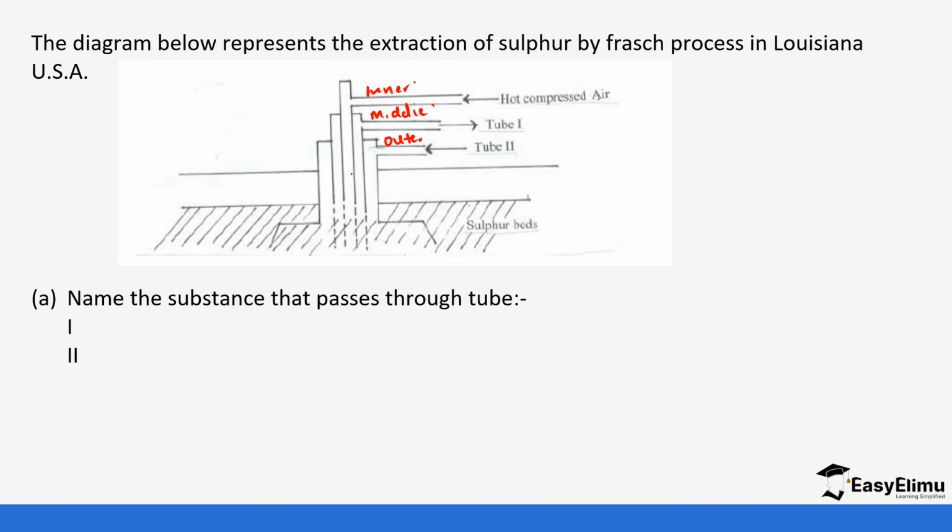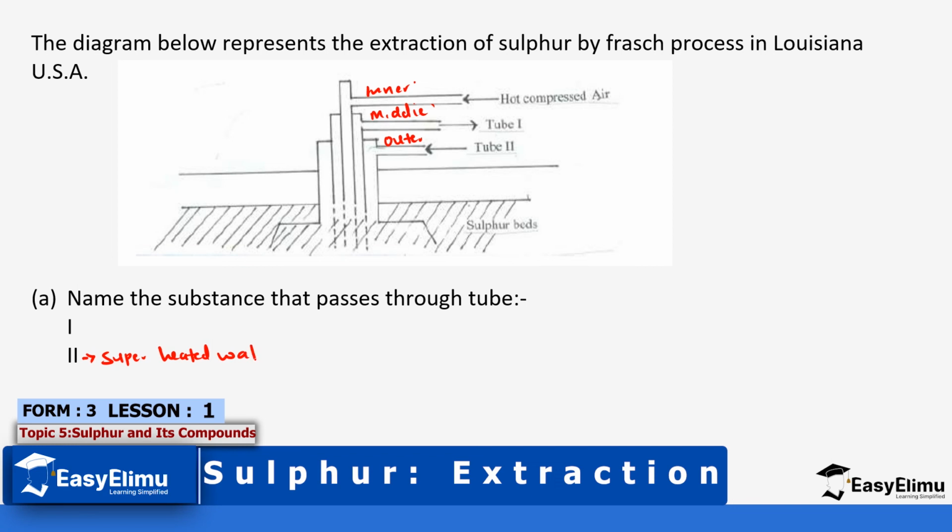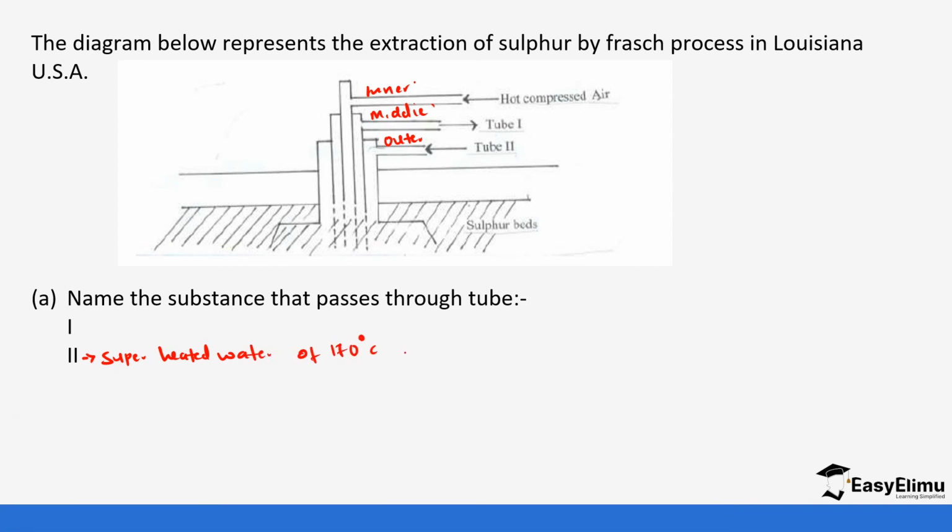So we know that the outer tube, tube 2, allows superheated water of 170 degrees Celsius and 10 atmospheres. It's important, if you know these conditions, you put them. Otherwise, if you're not sure, do not put them down. Otherwise, you might get it wrong.